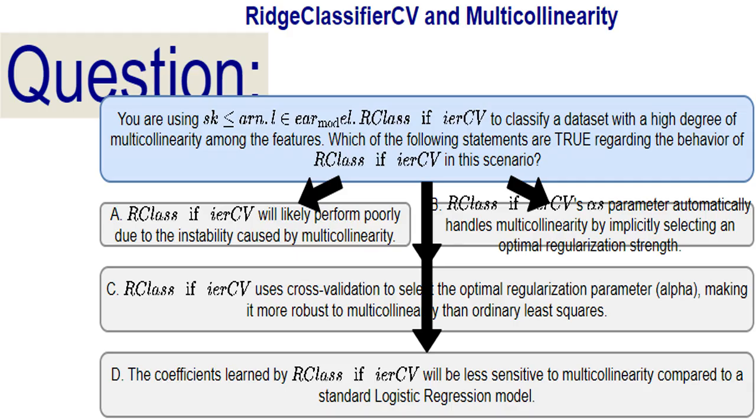The question tests my understanding of how RidgeClassifierCV handles the problem of multicollinearity. It's a multiple-choice question where I have to evaluate several statements about the algorithm's behavior in this specific context. Let's get to the statements.